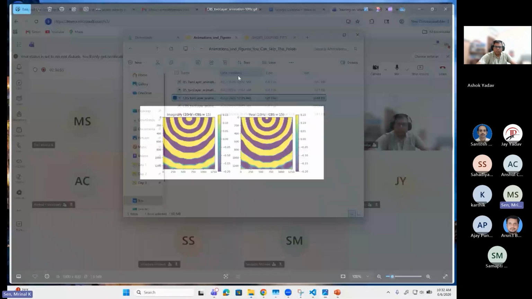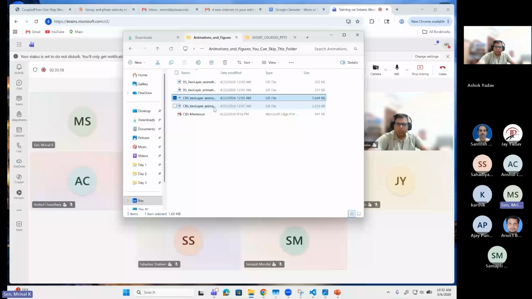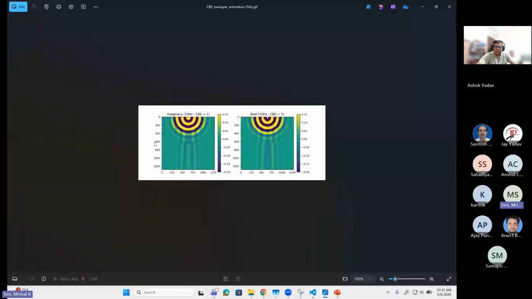This is for a single frequency, and this shows you what happens at a higher frequency. There was 10 hertz, and this is 15 hertz, and you can see the interface where the transmission is taking place. So this convergent Born series actually does work.